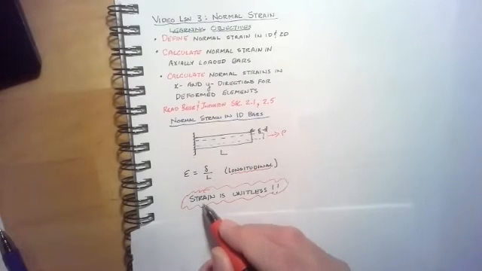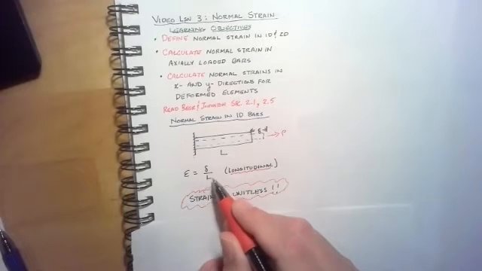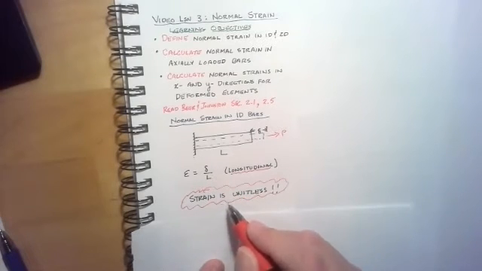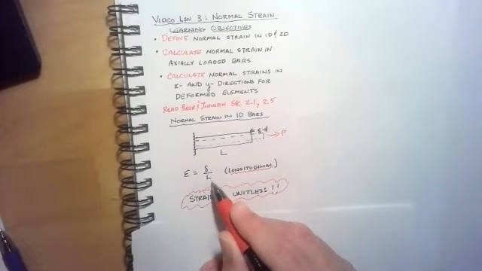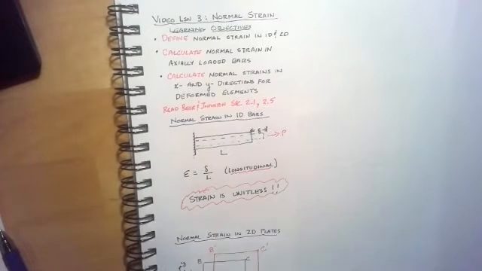It's always important to take note of the units of quantities that we're introducing in mechanics of materials. So strain is unitless because it has a unit of length divided by a unit of length. So it is unitless or dimensionless. So it would always be inches per inch, meters per meter, centimeters per centimeter, something like that.